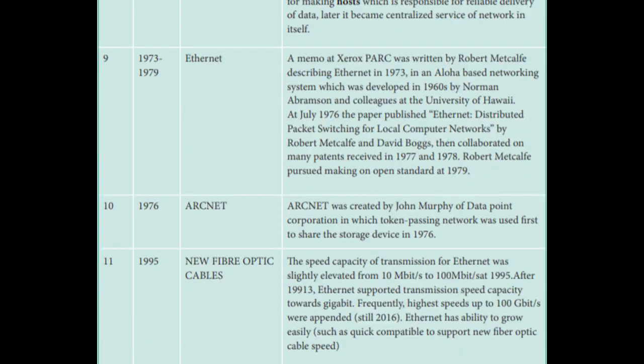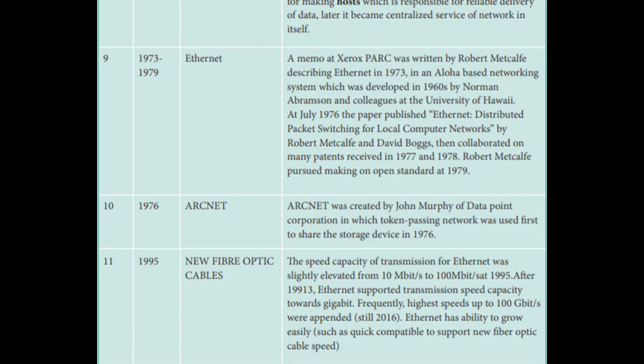This token passing network was used for sharing the storage devices, right? Next method is new fiber optic cables. New fiber optic cables in the year 1995, the speed capacity of transmission for Ethernet was slightly elevated, right? The speed was slightly increased from 10 Mbits per second to 100 Mbits per second.